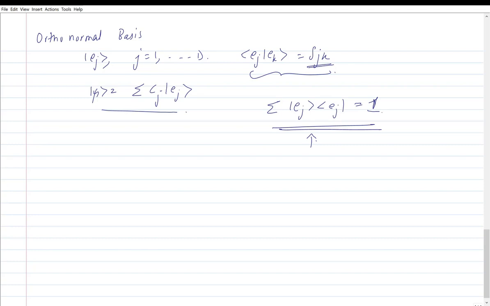And as we discussed, if I have a vector, I have expressed it on an orthonormal basis, my coefficients are given by this, which is essentially, as we have discussed, the probability amplitude, or the conditional probability amplitude.